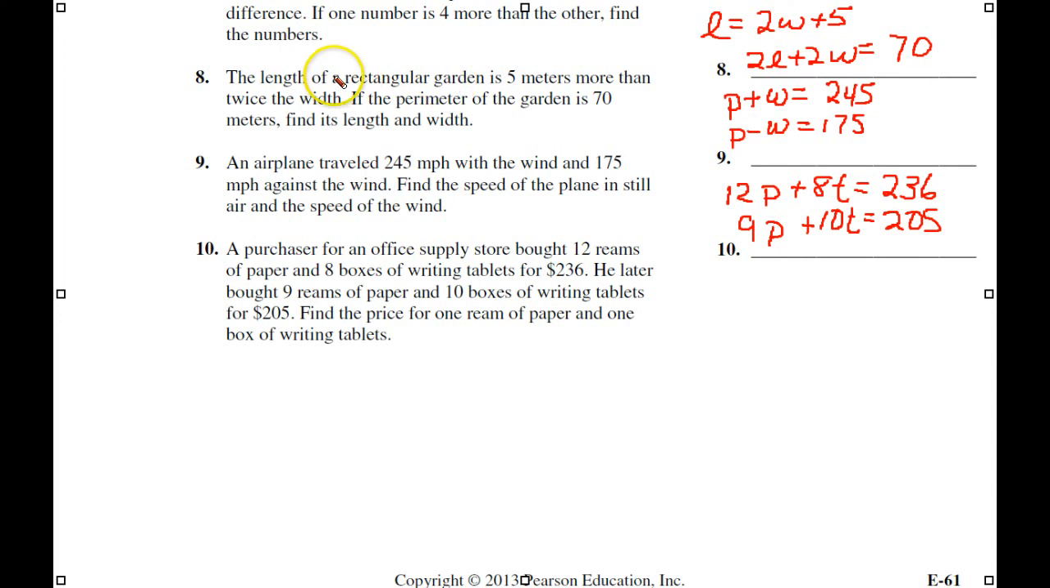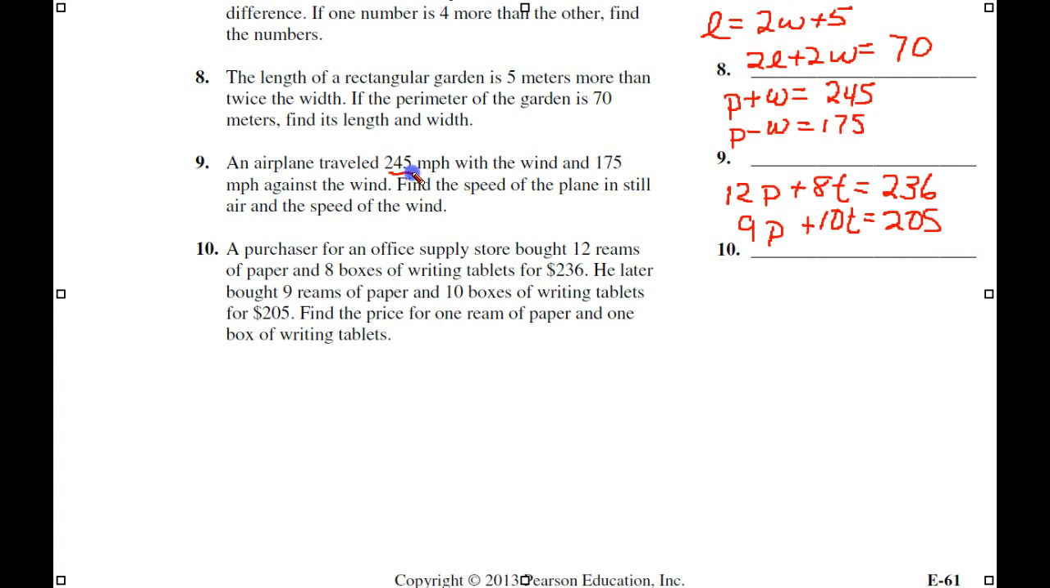Going on to number 8 here, it says the length of a rectangular garden is 5 meters more than twice the width. So there's the length, twice the width, plus 5 more. And then using the perimeter formula, 2 lengths plus 2 widths equal 70. And we had one like this already.